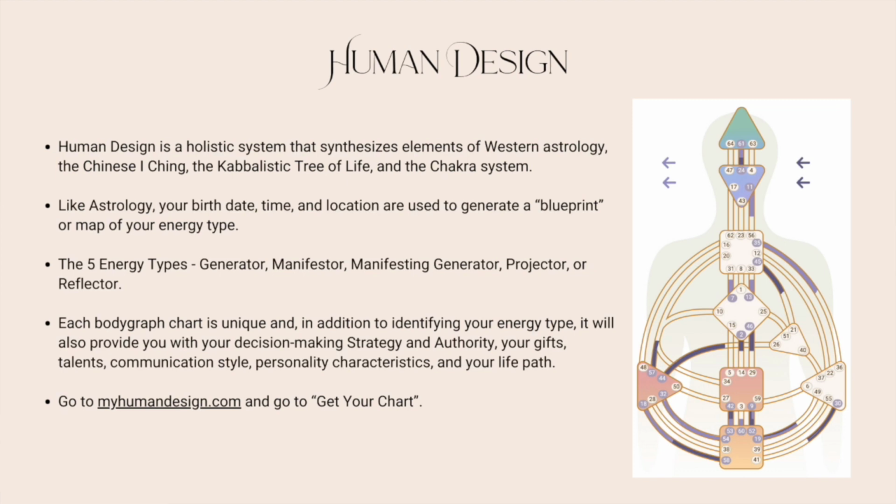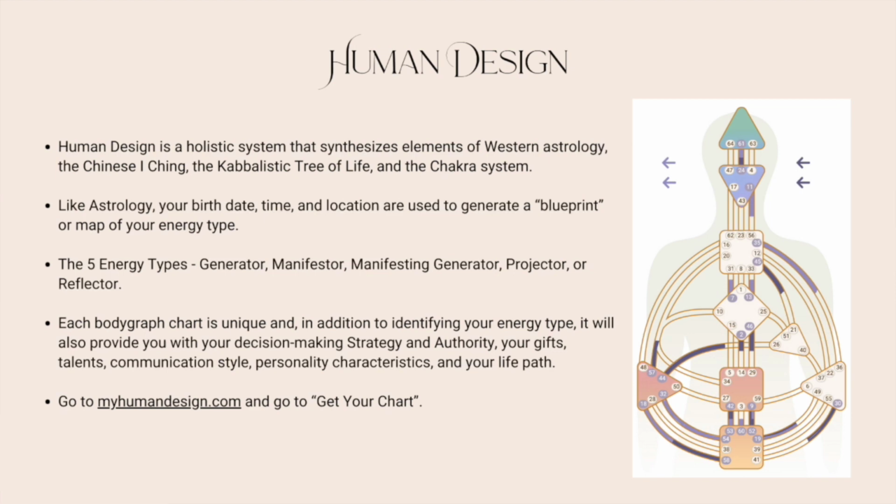And human design is really about energy type. Like, what energy are you working with? How is your energy designed to work? And there are 5 different energy types in human design. They are generators, manifestors, manifesting generators, projectors, and reflectors.